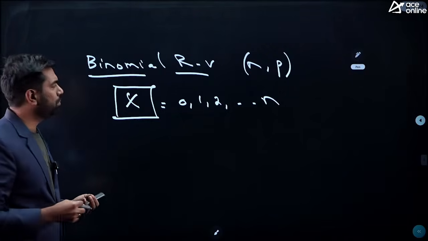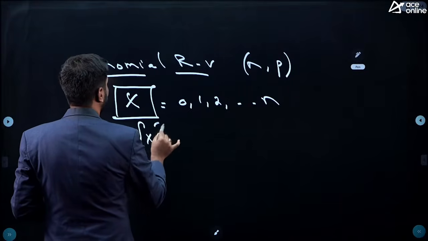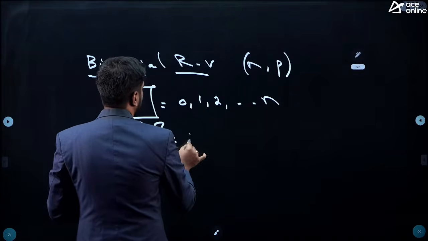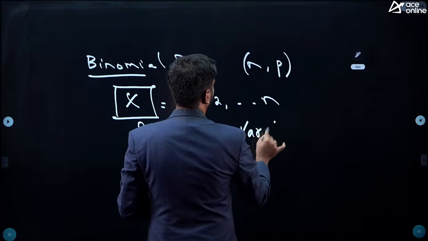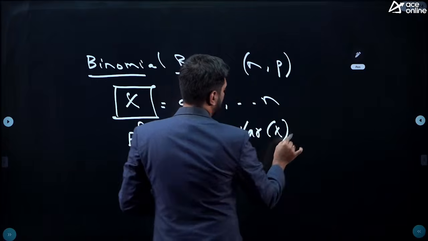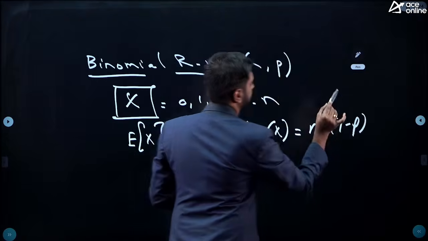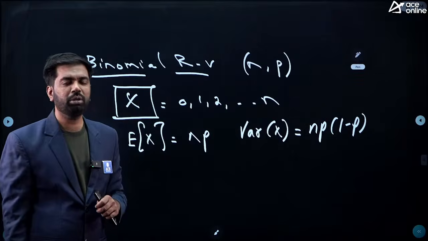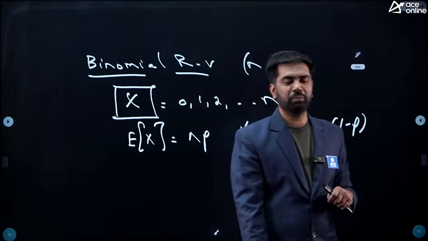Here I don't need the probability mass function, but I need to know its mean. The mean is also not needed, I'm just writing it for your revision purpose. It is np. Now the most important thing that I need is the variance of x. The variance of x formula is np into 1 minus p. This is the variance of x. This might be very useful for us now.